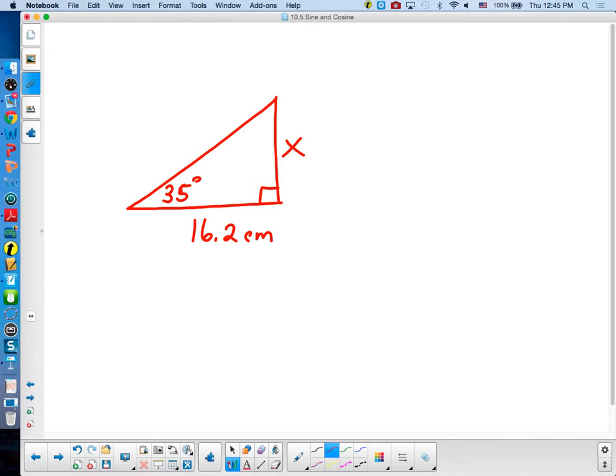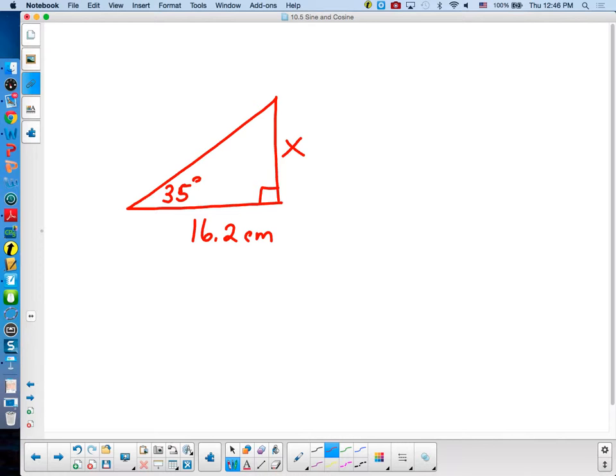I'm going to take a poll. How many used sine? How many used cosine? How many used tangent? Okay, we've got a few people using each one. Obviously, they're not all right. Well, let's see. Which one's the right one?